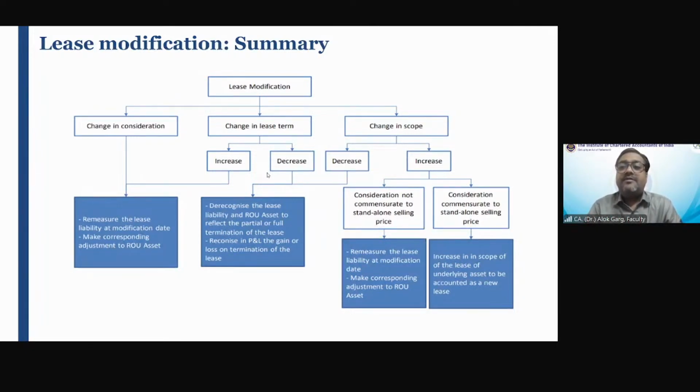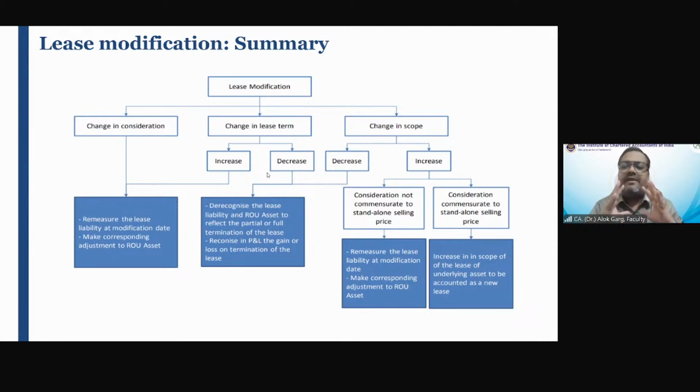Third, there is a change in consideration. No underlying asset is changing. A consideration is changing. Is it a fresh contract or is it a change in existing contract? Existing contract change. It's a change in existing contract, right?